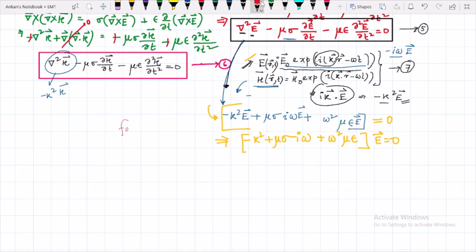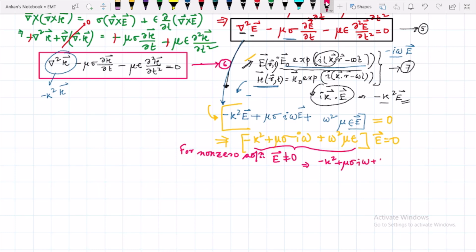Now for a non-zero solution, E not equal to 0, so this term should be 0, that is minus k square plus mu sigma I omega plus omega square mu epsilon is equal to 0. From this we can also obtain k square equal to omega square epsilon mu plus I sigma omega mu.